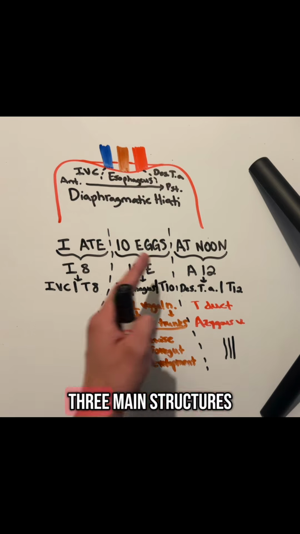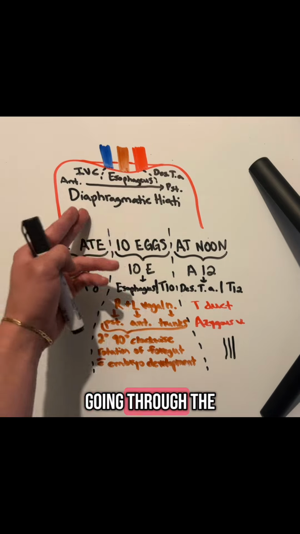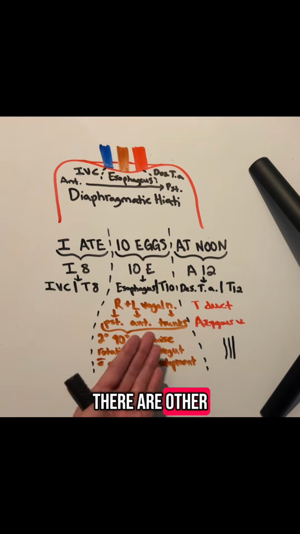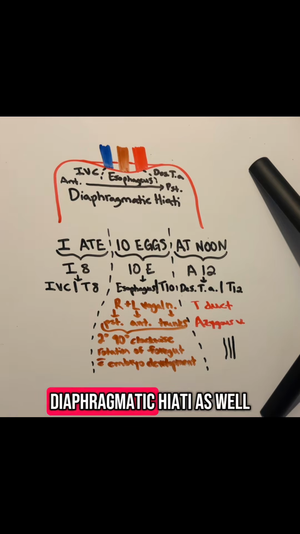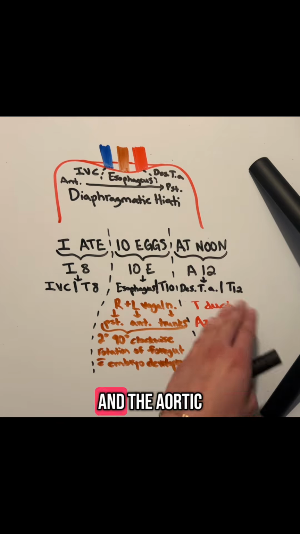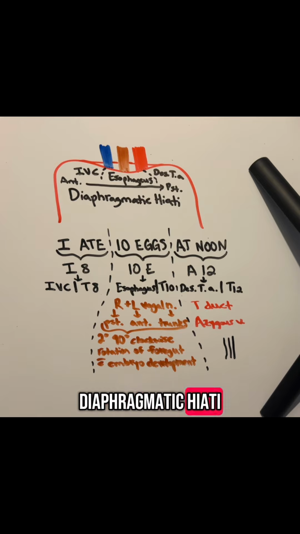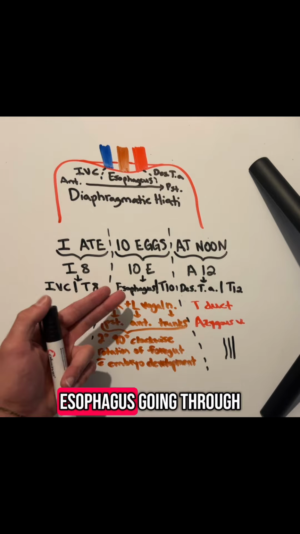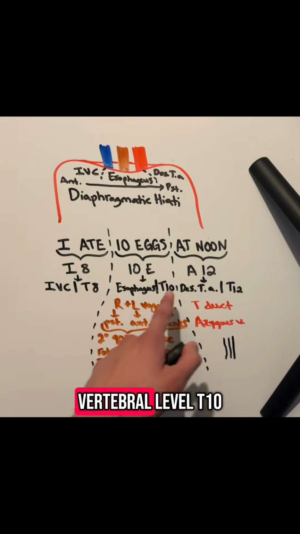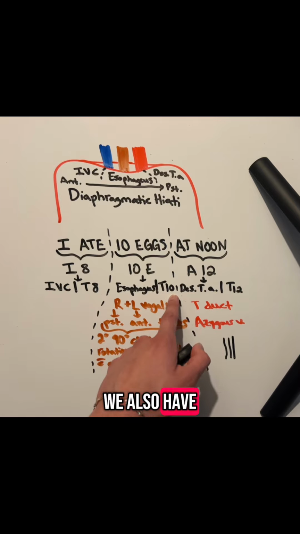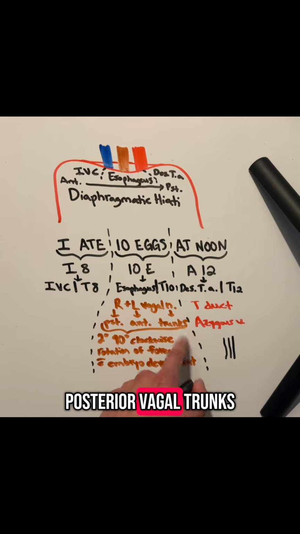Now, aside from these three main structures going through these diaphragmatic hiati, there are other structures that go through some of these diaphragmatic hiati as well, specifically the esophageal and aortic diaphragmatic hiati. Looking at the esophagus hiatus, other than the esophagus going through this hiatus at vertebral level T10, we also have the anterior and posterior vagal trunks.